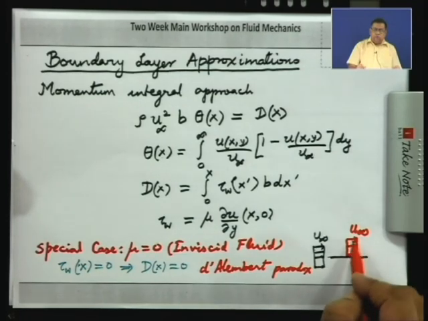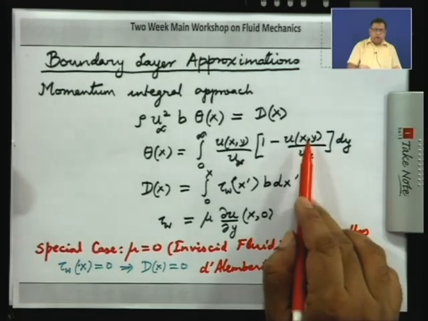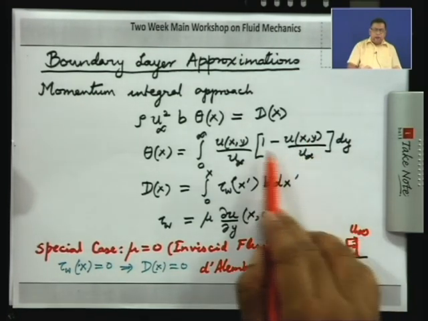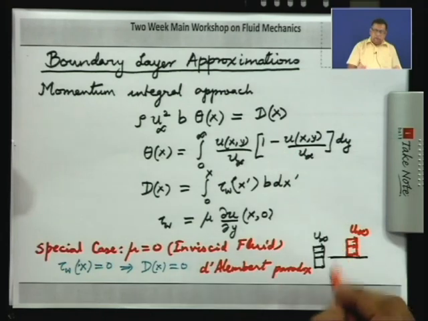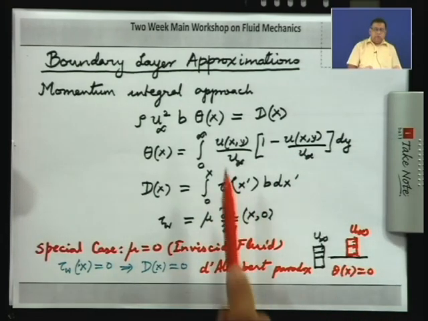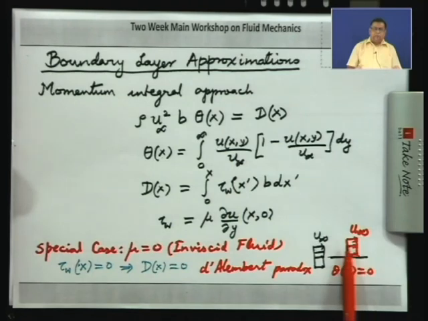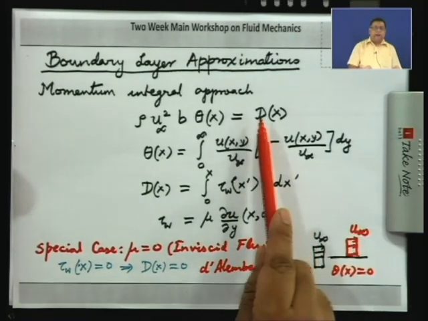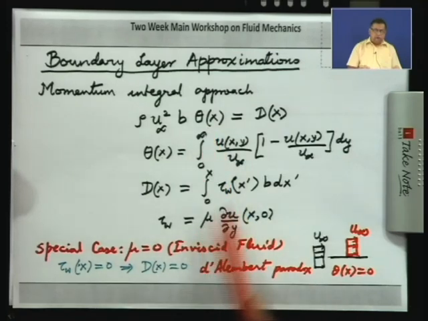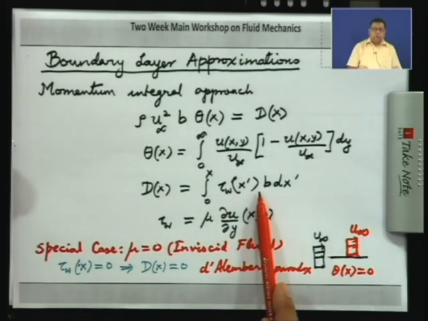Now, if u is u infinity everywhere, then this quantity u by u infinity will be 1, and here 1 minus 1, which is 0. That means theta of x is 0. So, this expression for the drag also will give you the same result. So, what I am trying to show you is that this velocity profile, which we have not yet proved will be like this, is consistent with the fact that the drag is 0, which was predicted by integrating the wall shear stress.